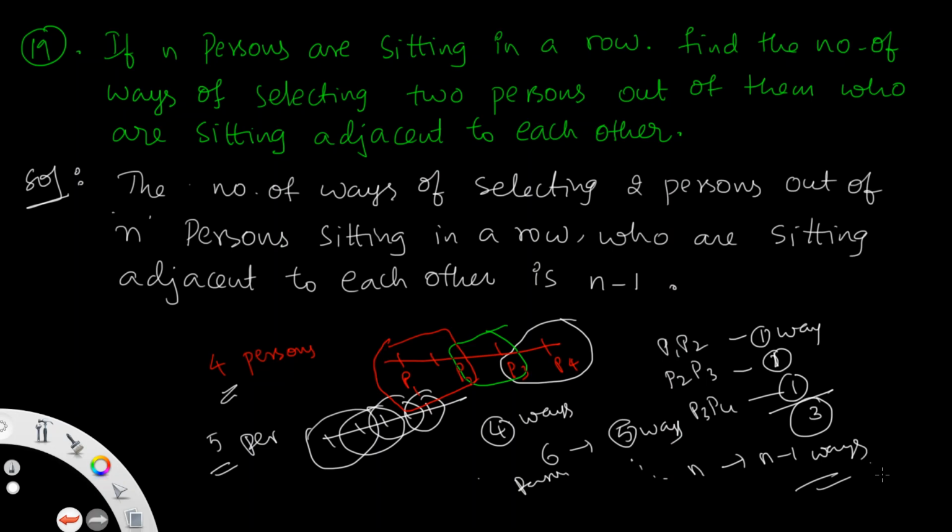If there are n persons sitting in a row, how many ways are there to select 2 persons, that means consecutive, sitting adjacent to each other? Let it be P1 P2, P2 P3 and P3 P4 for 4 persons. This is 3 ways. Similarly, for 5 persons: P1 P2, P2 P3, P3 P4, P4 P5, so totally 4 ways. For 6 persons, you get 5 ways. In this way, for n persons you get n minus 1. That's all. This is question number 19. Then go to question number 20.